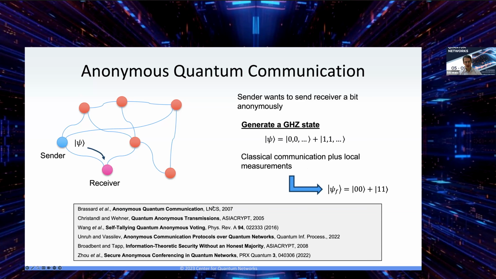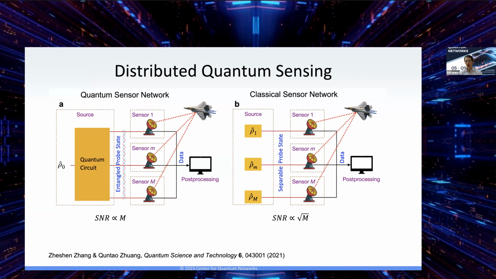And there's a large number of works that have investigated this type of anonymous quantum network. The seminal work is by Gilles Brassard, who proposed the idea way back in 2007. As of yet, I'm not familiar with any network demonstration of this anonymous quantum communication protocol. So it's a big open challenge in the field.